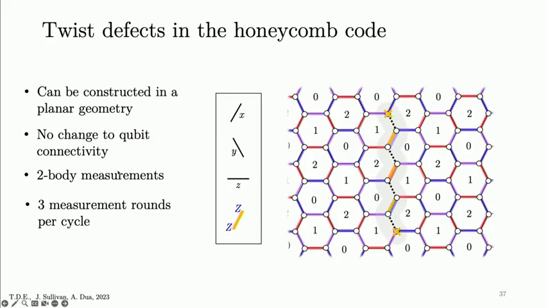So let me just highlight some benefits of this code. Of course, the twist defects can be constructed in a planar geometry. We don't have to make any changes to the qubit connectivity. And we maintain the fact that the Floquet code is built from two-body measurements. We've thrown out some of those two-body measurements and replaced them by two-body measurements that condense the fermions. We also maintain the fact that the Floquet code operates using only 3 measurements per period.